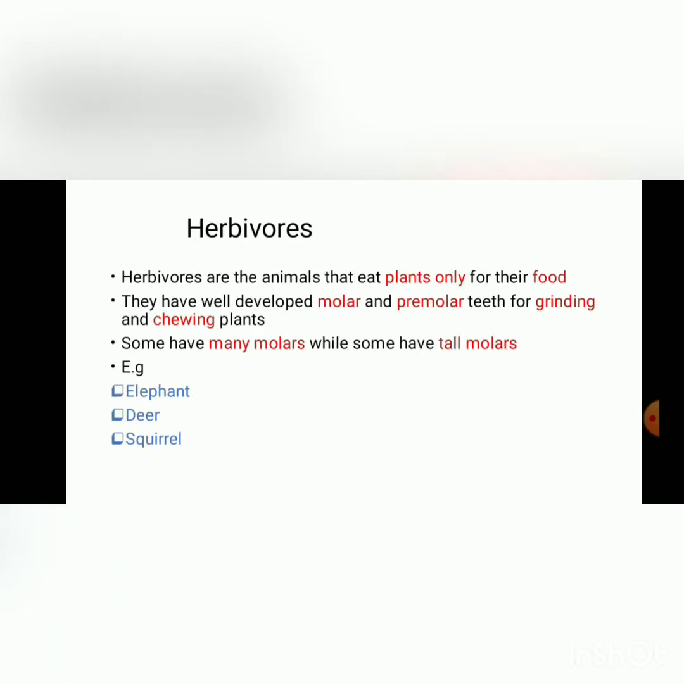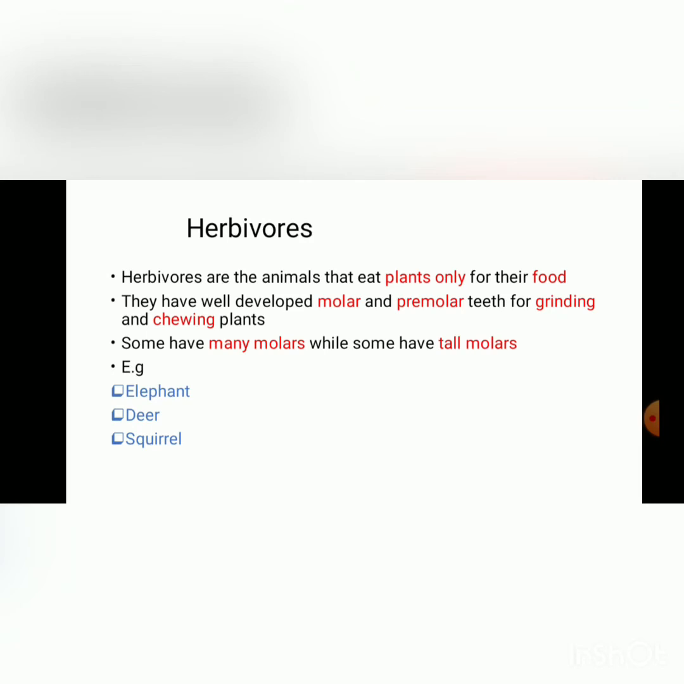The first category is herbivores. Herb means related to the plants. Herbivores are the animals that eat plants only for their food. Herbivores are specifically those organisms which eat only plants for their food source and get their food by eating and chewing the plants only. They have well developed molar and premolar teeth for grinding and chewing the plants.